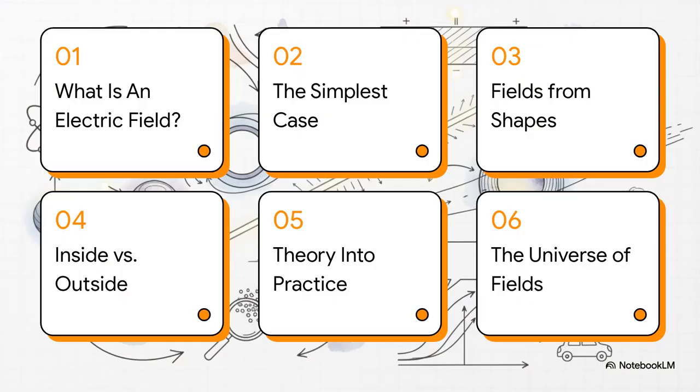So, here's our game plan for today. We're going to start with the absolute basics, what an electric field even is. Then we'll look at the simplest building block of all fields, the point charge. From there, we'll build up to more complex shapes, explore the kind of weird rules about what happens inside versus outside a charged object, then we'll put it all to the test with a real problem. And finally, we'll zoom out and see just how big this idea really is.